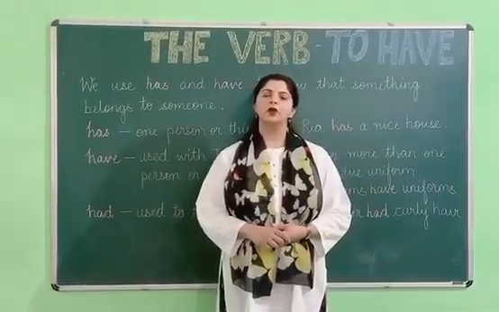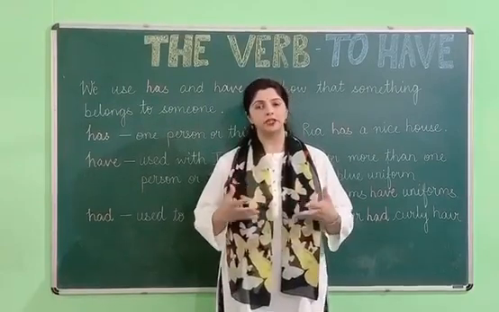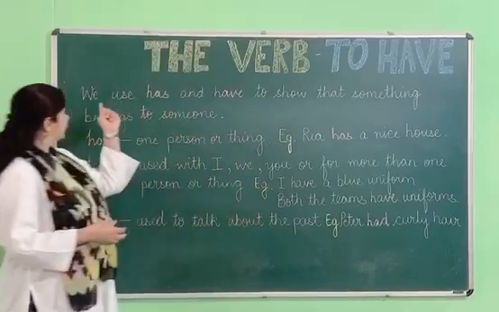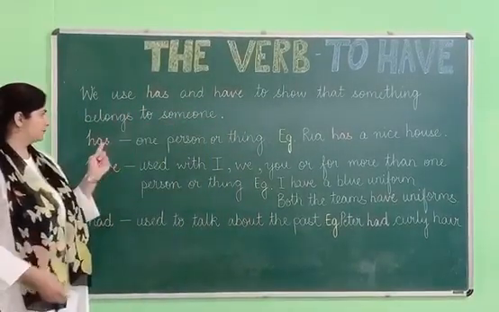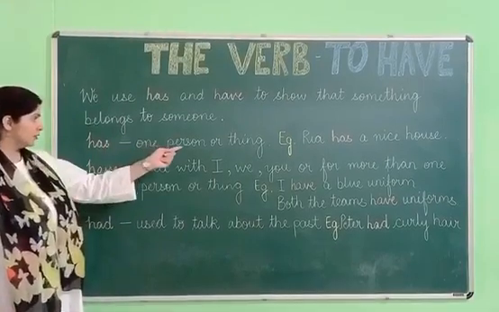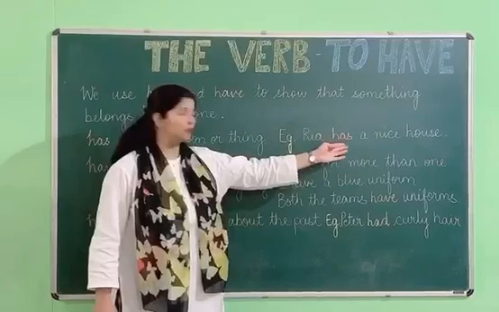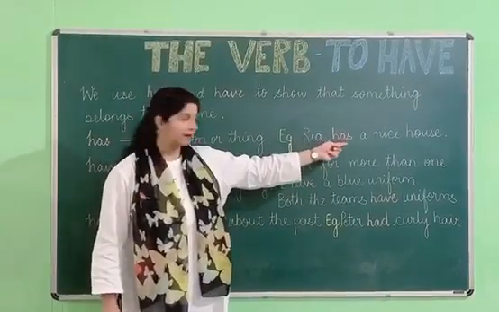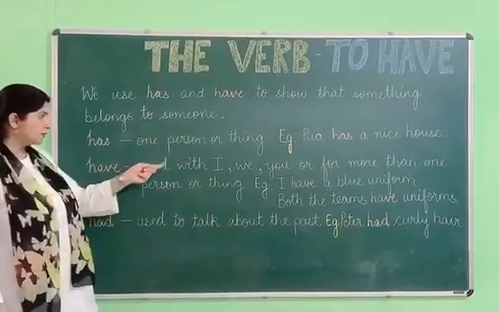Children, when we talk about the verb have, it is used to show possession, that something belongs to somebody. Like, if we see that we have has and have to show that something belongs to someone. Has denotes one person or thing, like Ria has a nice house. You're talking about one person, Ria, who has a nice house.